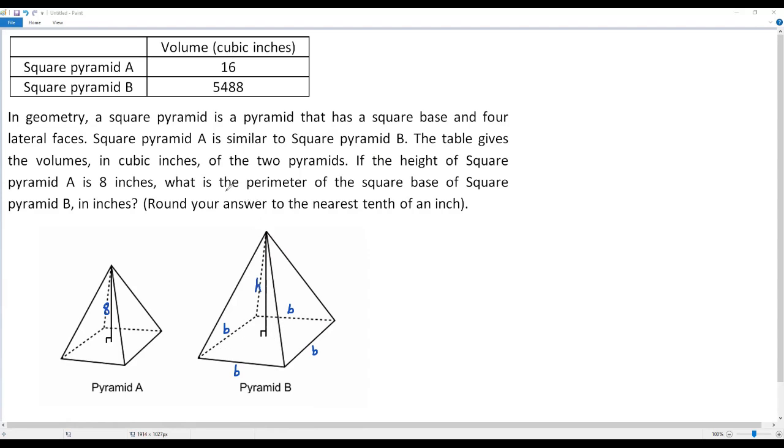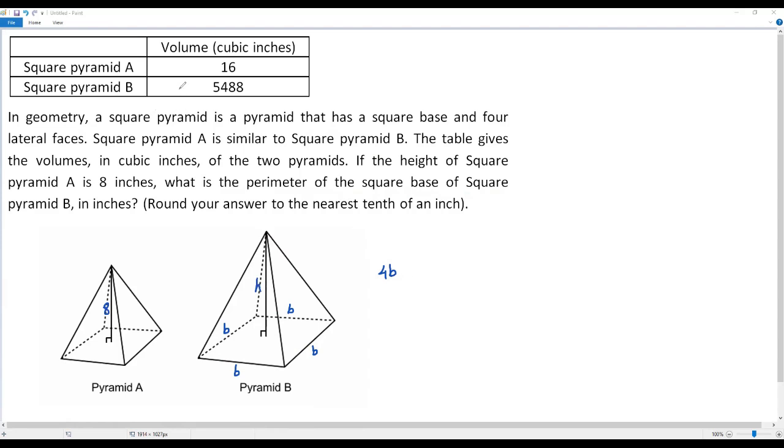Okay, our aim is to get the perimeter of the square base of square pyramid B. For that, we have to multiply the length of one of the sides of this square by 4. Then we get 4b. So this 4b gives the perimeter of the square base of square pyramid B. Here we need the value of b to get the perimeter of the square base. Okay, how do we get the value of b?